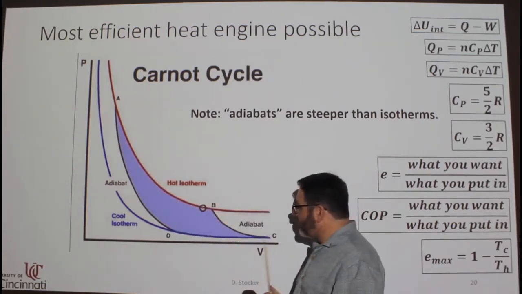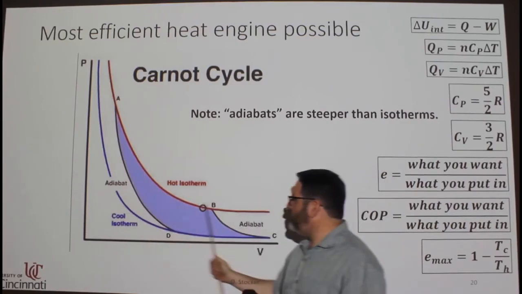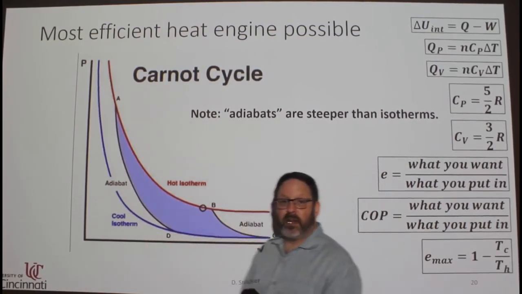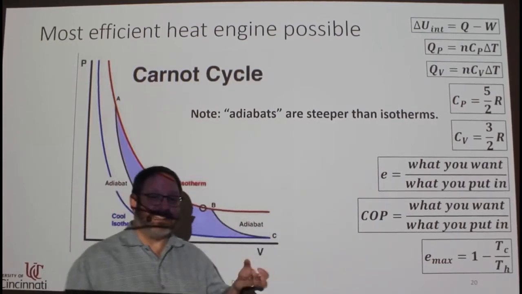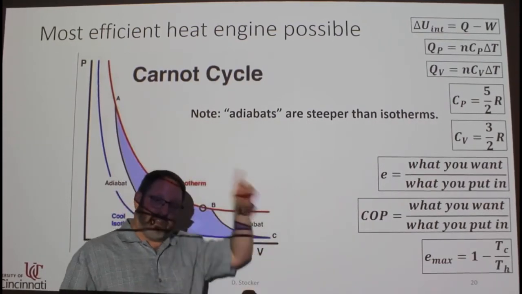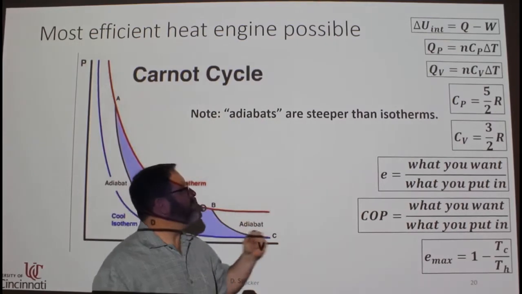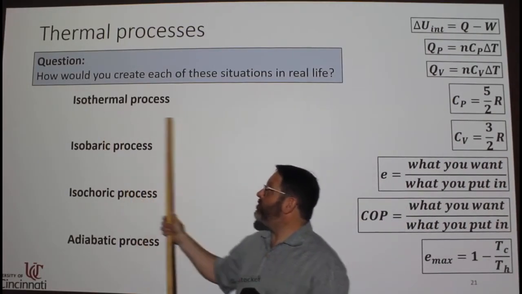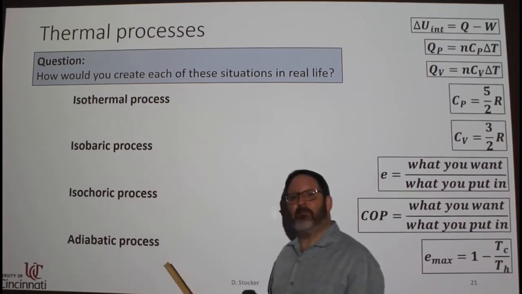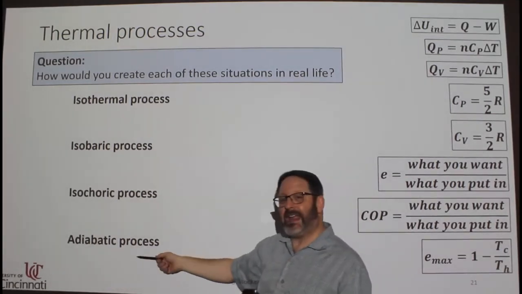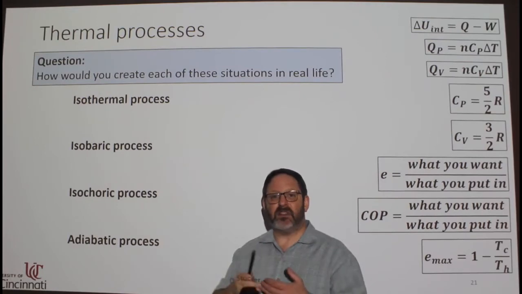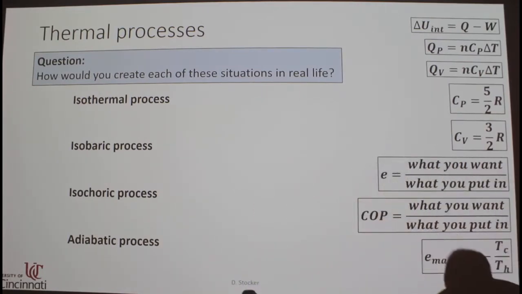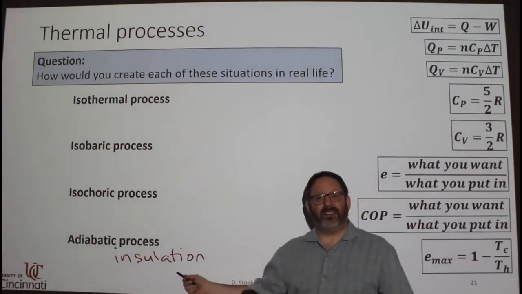So when you go through this process, you do some amount of work related to this blue area inside. Remember, the area inside the curve of a closed loop on a PV plot is the amount of work done. So in order to do that, we have to use an isothermal process and an adiabatic process. If we look at an adiabatic process, that means there's no heat exchanged. So you could do an adiabatic process by using insulation.